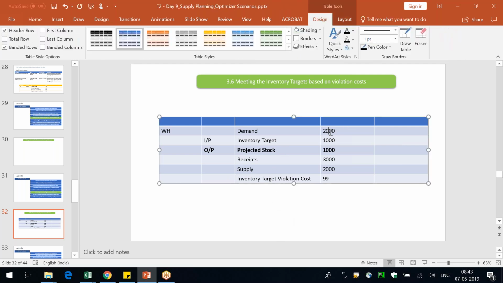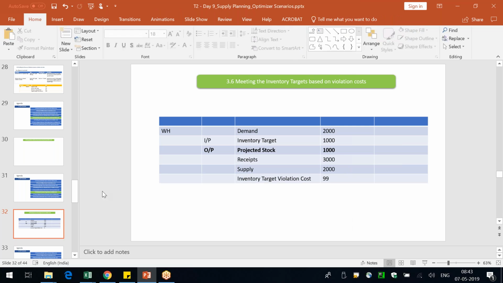So even though the demand is 2,000, as there is an inventory target, and as it is the costliest one because the violation costs are maintained at $99 per unit, the system thinks, let's treat the demand as 3,000 and bring 3,000 into this warehouse location, and then supply only 2,000 to the customer or any other location, and keep the remaining as projected stock.